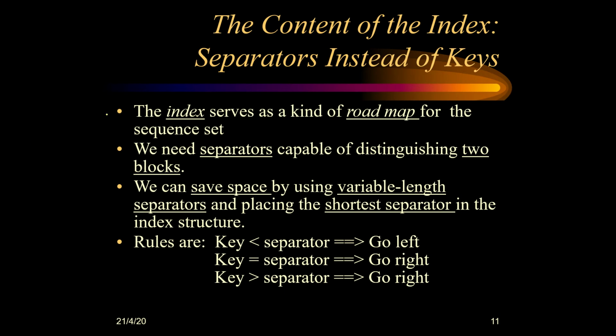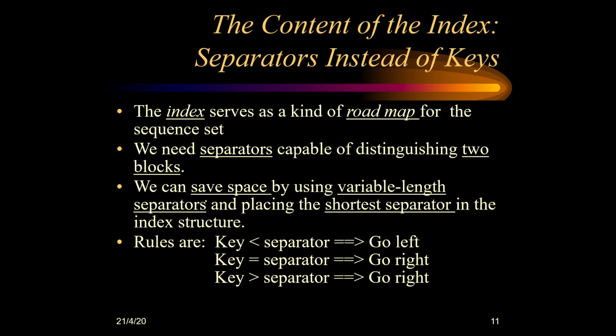Usually we have studied that an index is a roadmap for searching a record. Similarly, in the technique we're going to see, we are using separators. We're not using keys, instead we're using separators. Now what do these separators do? They are used for distinguishing between two blocks, or the contents of the two blocks. The contents of the blocks are nothing but the records.